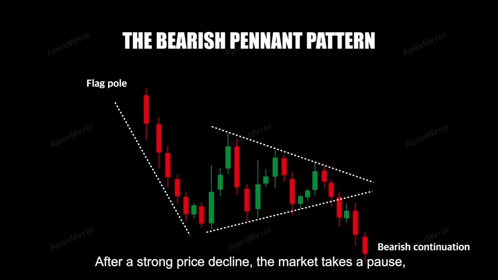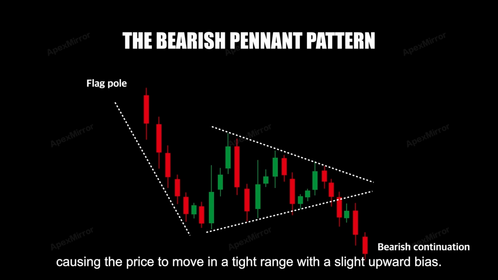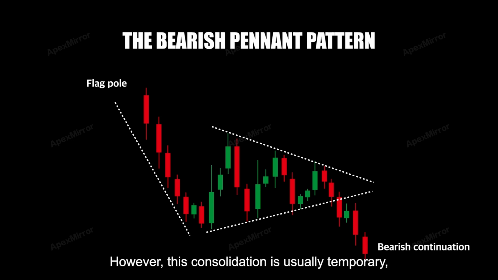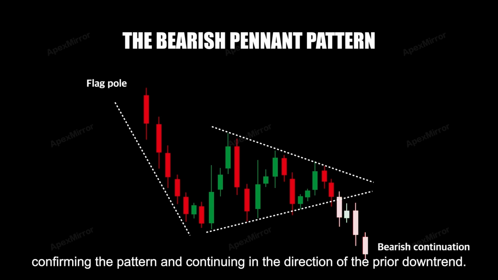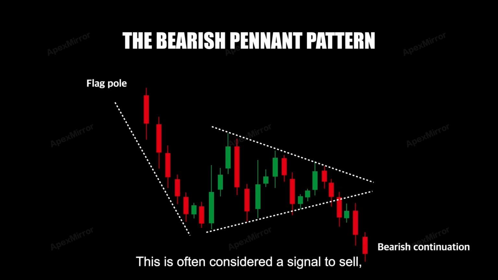After a strong price decline, the market takes a pause, during which buyers and sellers are roughly balanced, causing the price to move in a tight range with a slight upward bias. However, this consolidation is usually temporary, and when sellers regain control, the price breaks out of the pennant, confirming the pattern and continuing in the direction of the prior downtrend. This is often considered a signal to sell, as it is anticipated that the price will continue to drop.